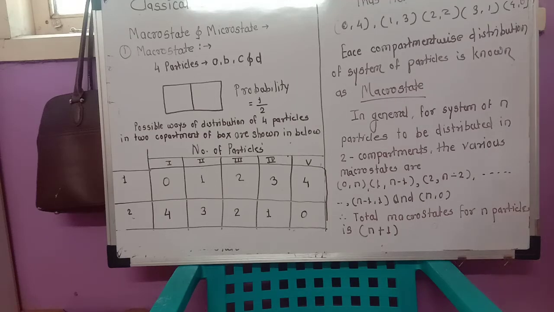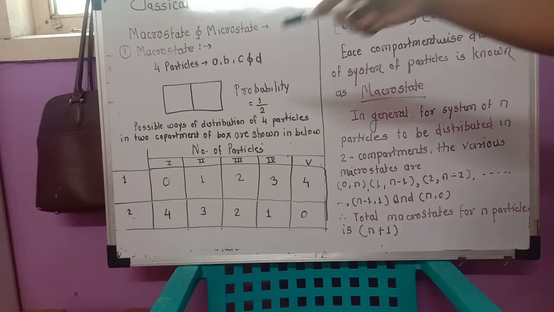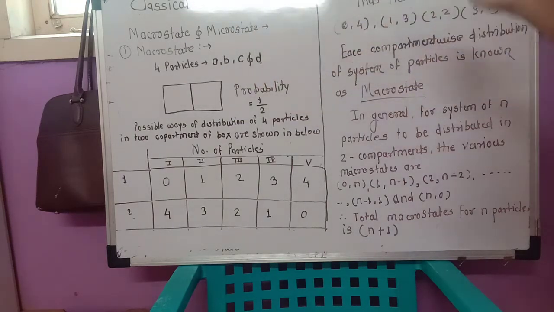Now we see a very interesting part of this chapter: macrostate and microstate. First we see the macrostate. To understand the microstate, we consider four particles which are distinguishable particles. Four particles A, B, C and D. These are the distinguishable particles.